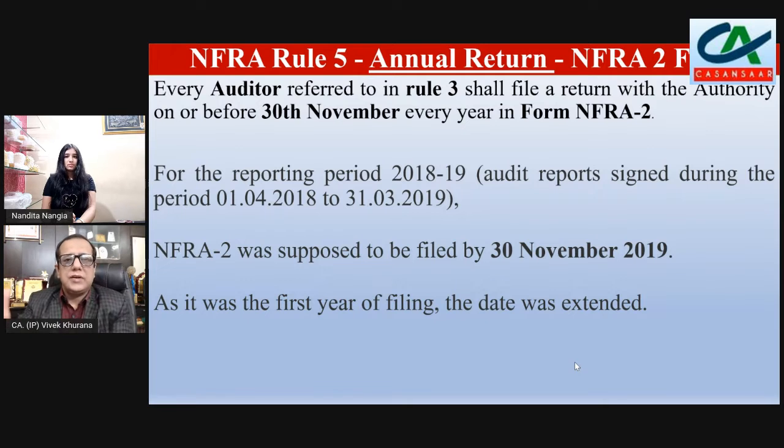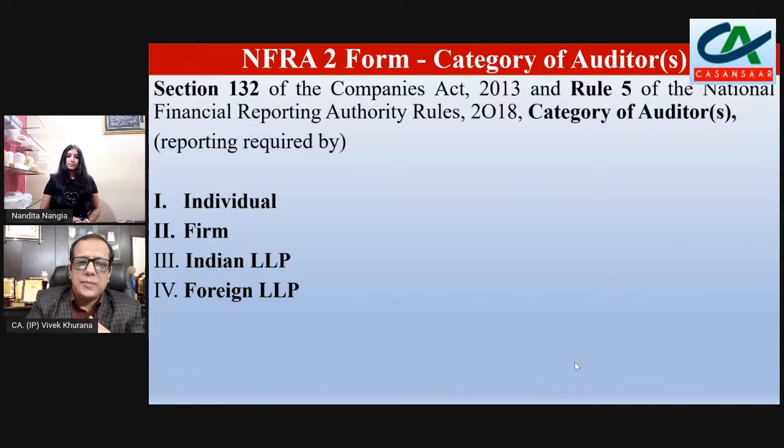So in Rule 3, which auditors are there and which companies are covered, we will see. Before Rule 3, which categories of auditors, as I told you earlier, is it applicable on, whether individual, proprietorship, or firms. So in Rule 5 and section 132, it talks about the categories of auditors. Either if you are an individual, a sole proprietorship or proprietorship firm as an auditor, or a partnership firm as an auditor, or an LLP, then also it is applicable. Now, if you fall into any category of these auditors, whether you are practicing as a CA as an individual, or through a partnership firm or LLP, then it is your duty, if you are covered in Rule 3, to file the NFRA 2 form.